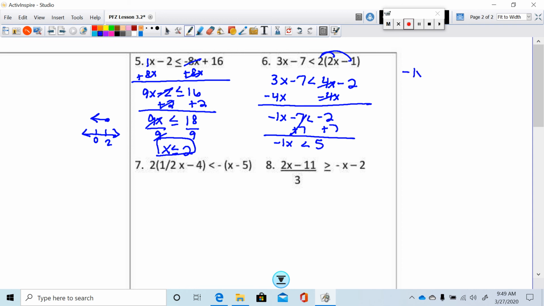Let's come out here and finish that. Divide both sides by negative 1, remembering to flip the inequality because you are dividing by a negative number. So it's not going to be less than, it's going to be greater than negative 5. That's the solution, and the graph, 0 is here, negative 5 here, open circle because it's not underlined, and the arrow is going to the right.